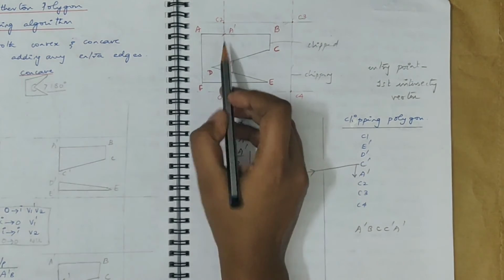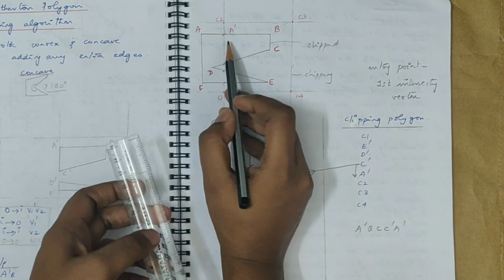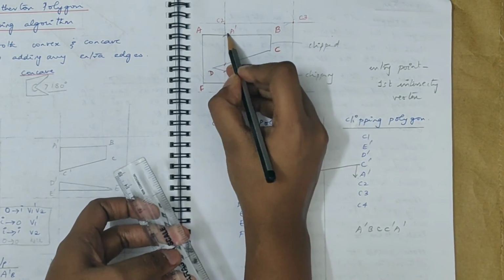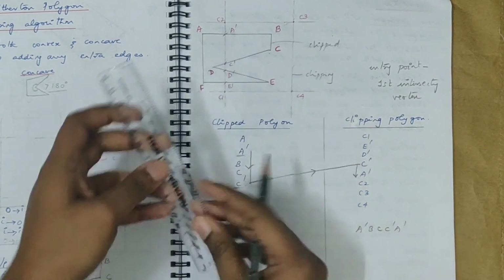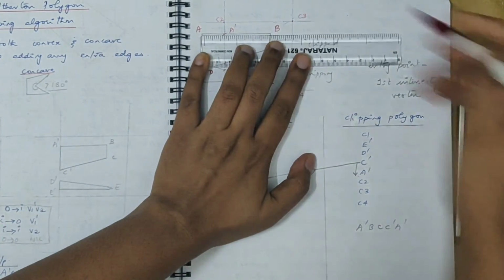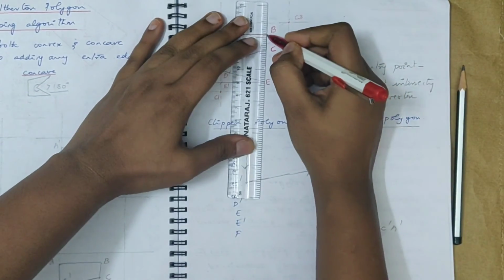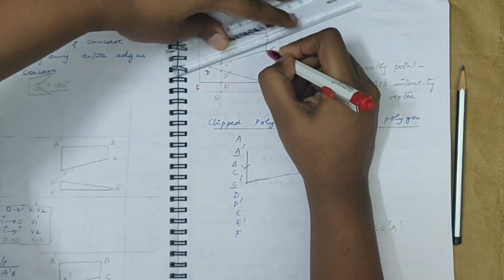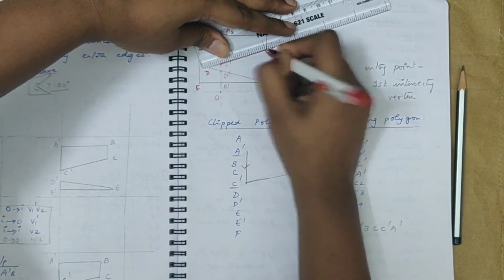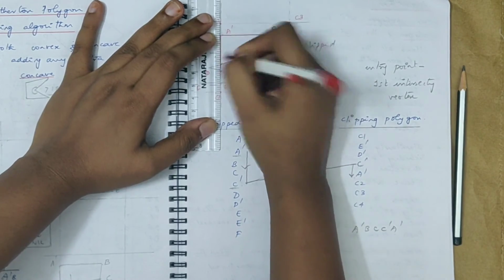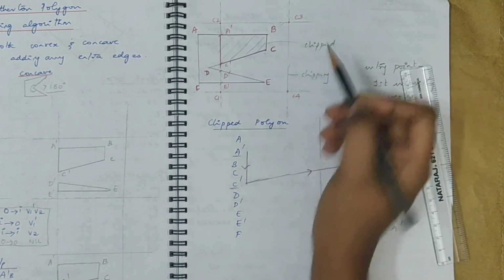By looking at this diagram, I am just going to mark these vertices. So you have A dash, B, C, C dash and A dash. So let me draw that clipped polygon. So you have A dash, B, then C, then C dash, and C dash to A dash. So this is the first clipped polygon. This first clipped polygon we have marked.